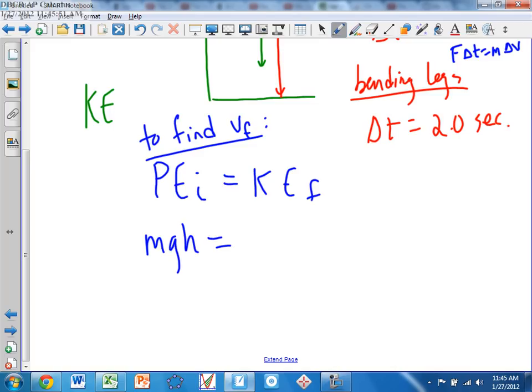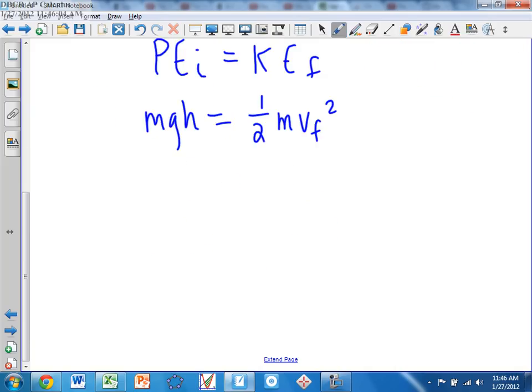We don't have an initial velocity, we just find the final one. Again, guys, just start with your energy formula. In the beginning, there's potential. At the end, there is kinetic.